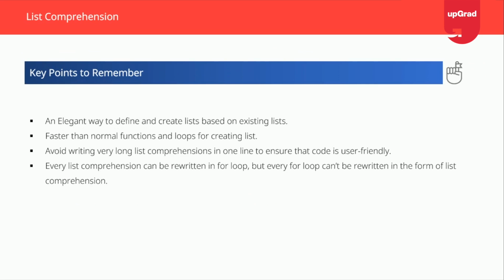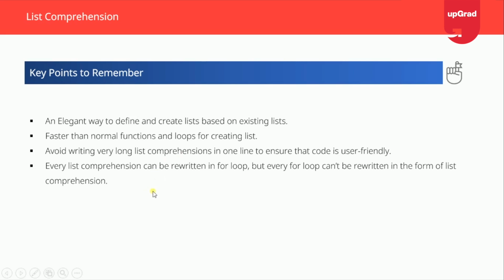When we use list comprehension, there are some points that we need to keep in mind. The very first objective of using list comprehension is to make your code more readable. Many times, list comprehension is faster than normal functions. Make sure that you do not write long or lengthy comprehensions using a list. The objective is to make the code more user-friendly.